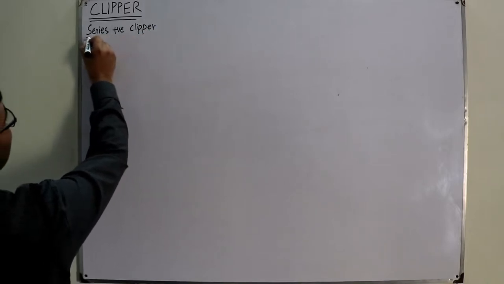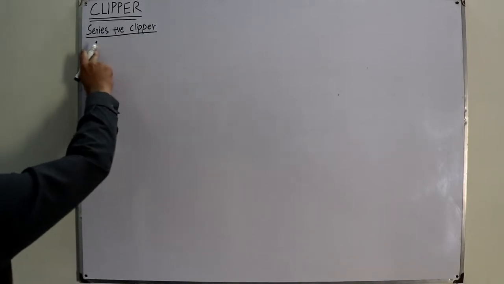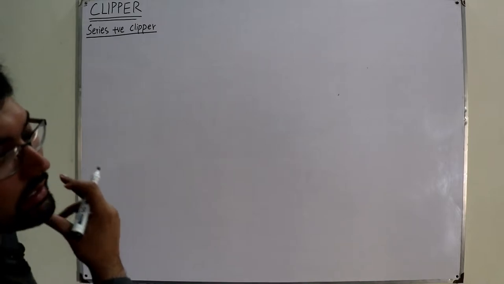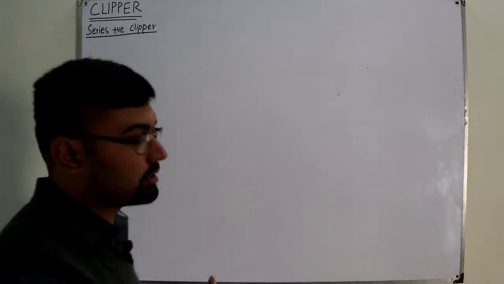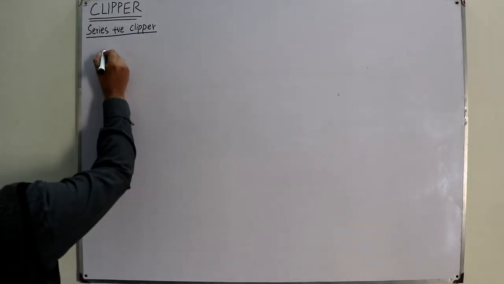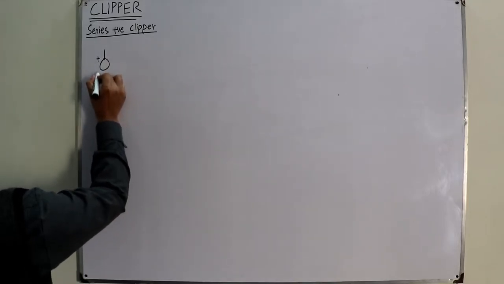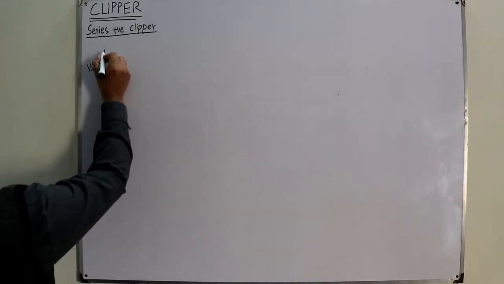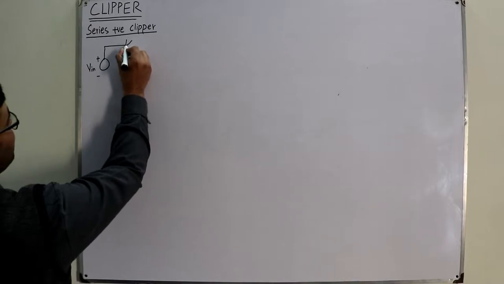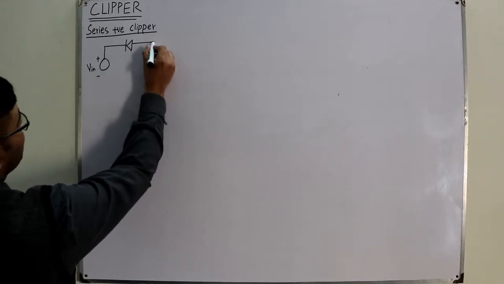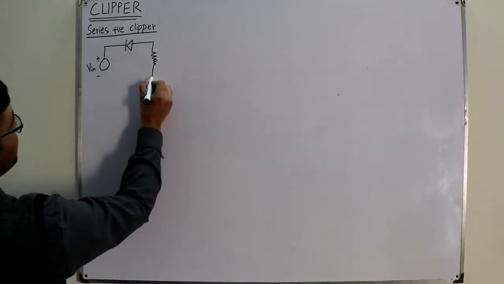What would this do? Diode would be connected in series with the load. It would clip the positive portion of the waveform. So let's say case number one. Consider a polarity V input. Let me go a little faster maybe, because we've already got the main idea.